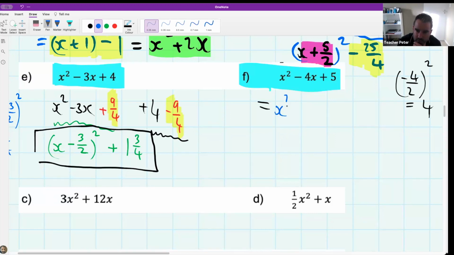So I think what I'm going to have to do is I'm going to put the plus 5 down here. And then I'm going to add 4. And then I'm also going to what? I'm going to take away 4. Add 4 and then take away 4. That seems okay to me. What is my final answer going to be?